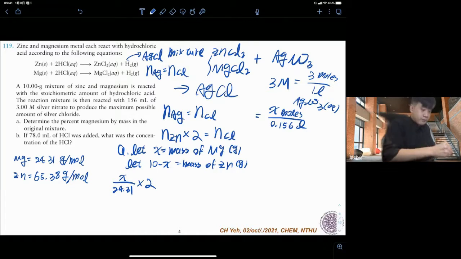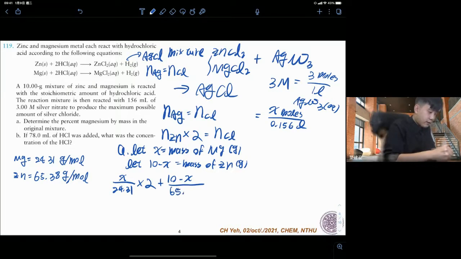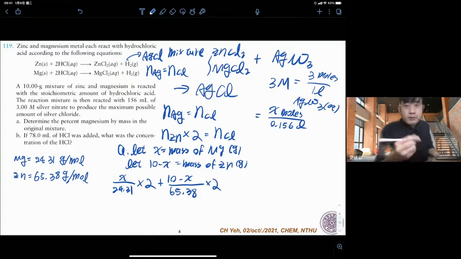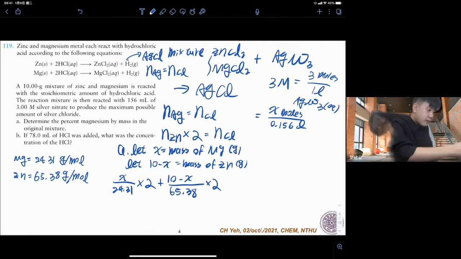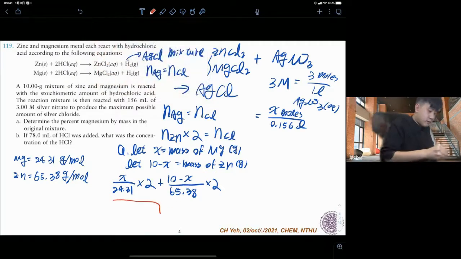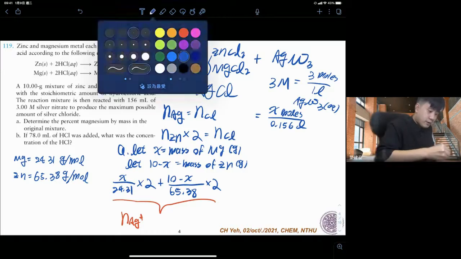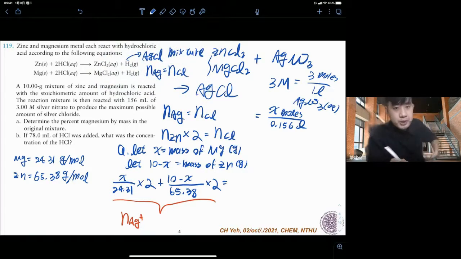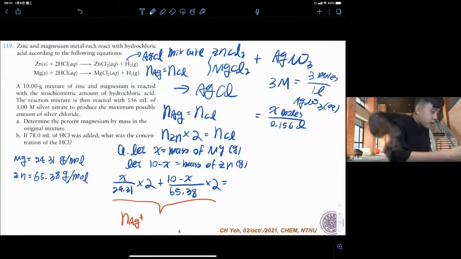And later on, 10.0 minus x divided by 65.38. And you times 2. And you can also get the moles of the silver ions. Okay, so this is the total silver ions that you calculated from here. Let's change the color. Okay, so later you have to calculate how much silver in this.